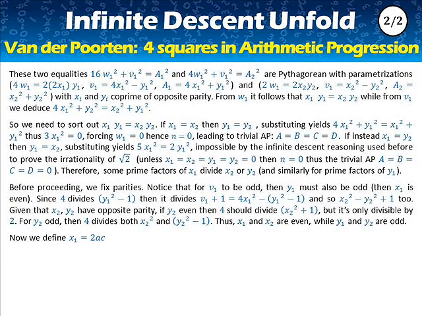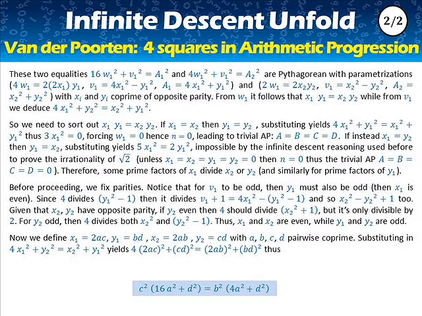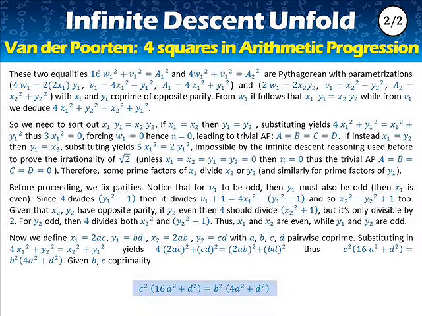x₁ and x₂ are even, while y₁ and y₂ are odd. Now we define x₁ equals 2ac, y₁ equals bd, x₂ equals 2ab, and y₂ equals cd, with a, b, c, d pairwise coprime. Substituting yields this expression. After factoring out c² and d², we get c² times (16a² plus d²) equals b² times (4a² plus d²). Given that b and c are coprime, both 16a² plus d² and 4a² plus d² are perfect squares.